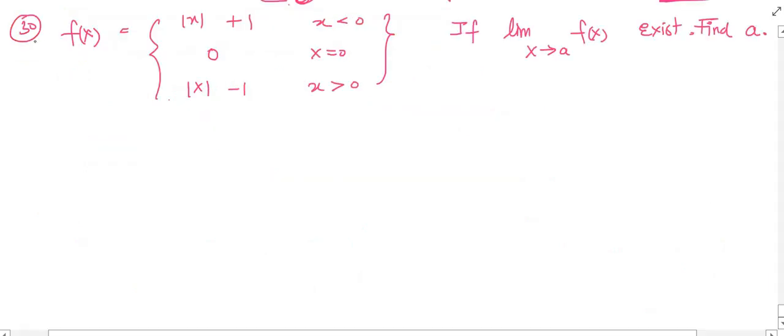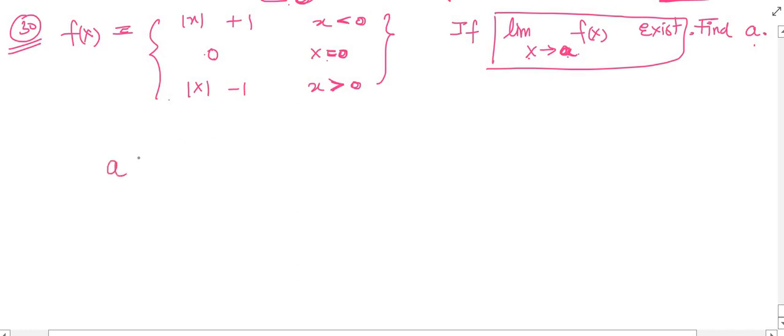This is question number 30. They have given 3 definitions of fx. So fx is different when x is less than 0. Fx is different when x is equal to 0. And it is different when x is more than 0. So they are saying that the limit as x tends to a exists, find a. So a is unknown, but they are saying the limit exists. For what values of a will the limit exist, and we don't know a.